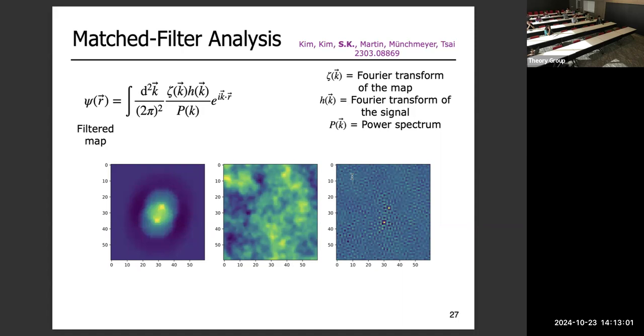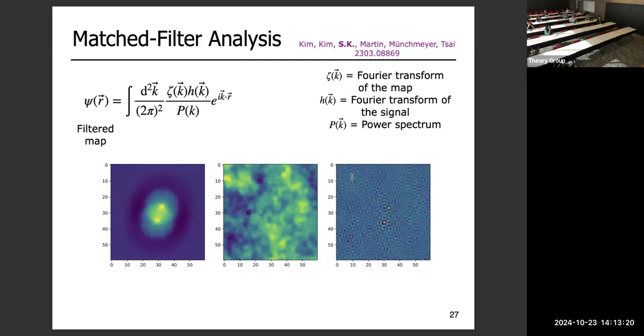So here is, for example, one case study. You have a pair of hotspots. This is the CMB without any hotspots. So what you do is develop a filter based on the structure. Then you can inject this over here, and then you can perform a convolution.